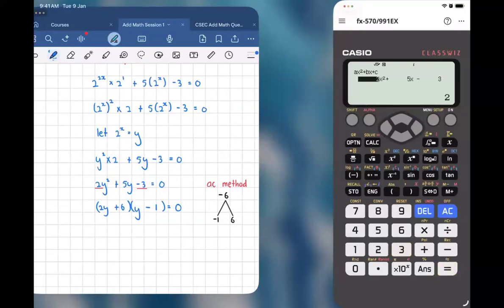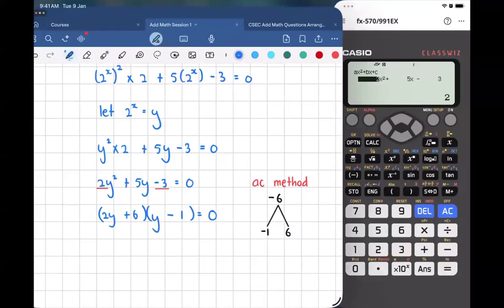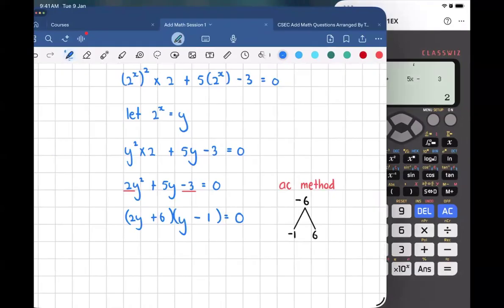Okay, so this is factorizable. So there must be another approach. This is not going to work out. You see why? 2y by y is 2y squared, 2y by minus 1 is minus 2y, plus 6y, that wouldn't work out. So we would have to figure out another way to get minus 6.